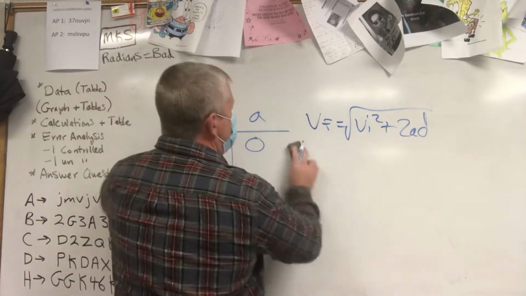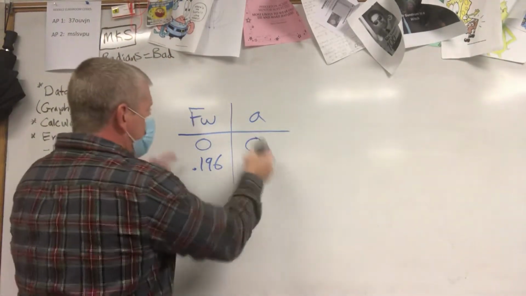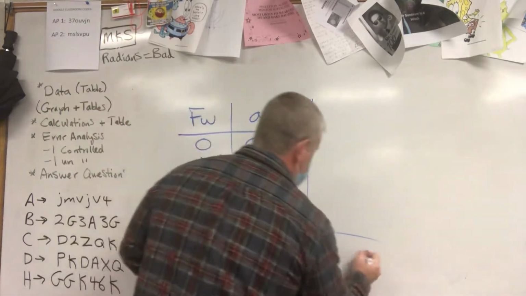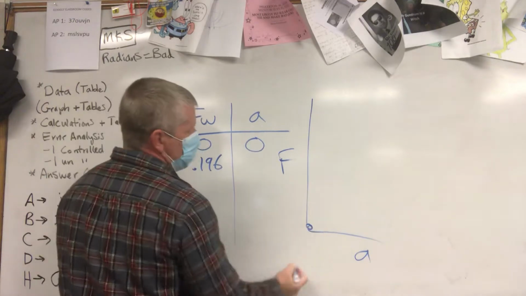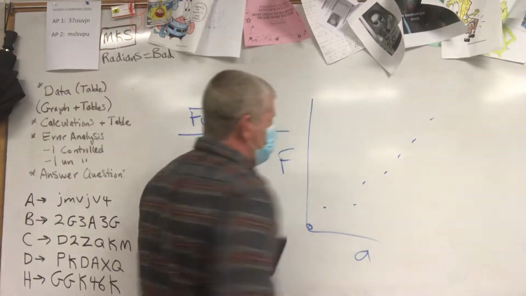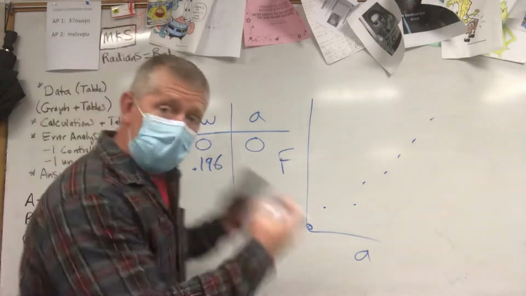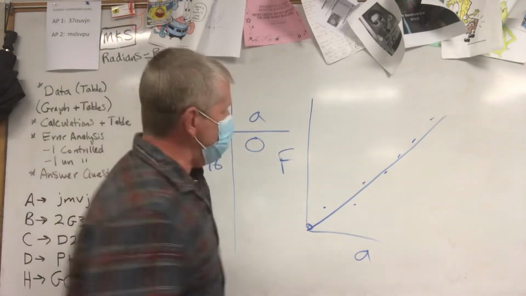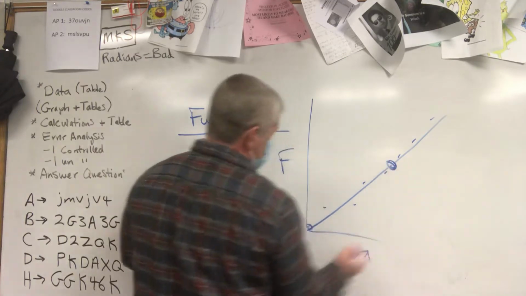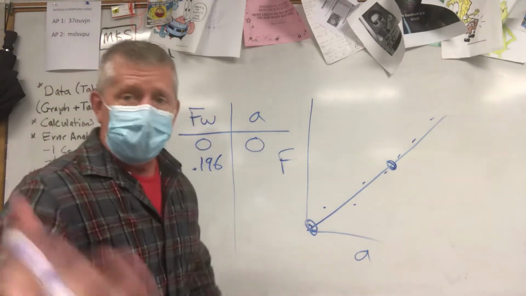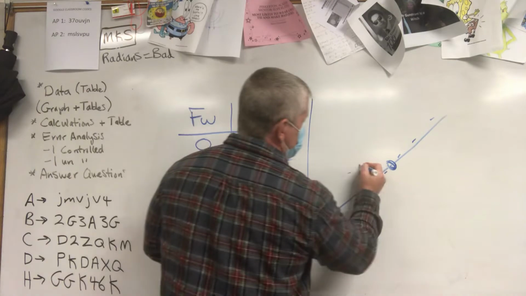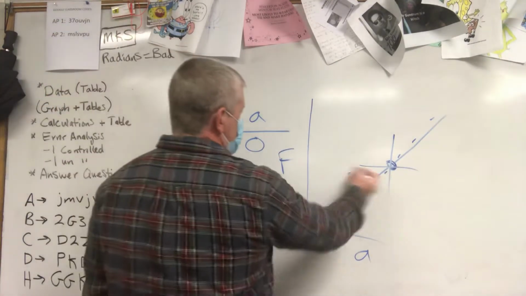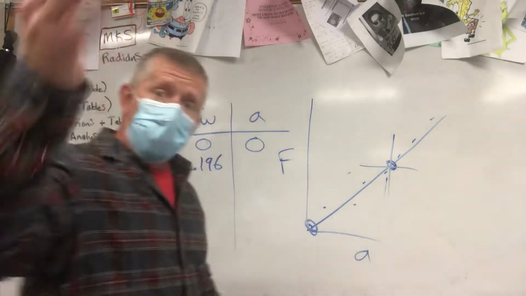Graph this. Graph it. You've got force, you've got acceleration, you've got a 0, 0 point. You're going to get some points. Should come out to be a relatively straight line. Draw the best fit straight line. Do the average of the points. Take the slope. Use your 0, 0 as a point. That's easy. Just pick some point where you've got the crosshairs of a graph paper on there. Read off the F, read off the A, divide, boom. Mass of the cart.